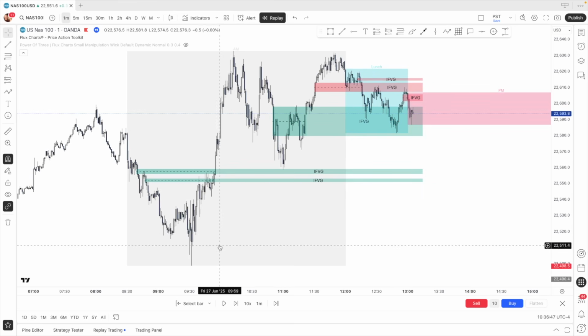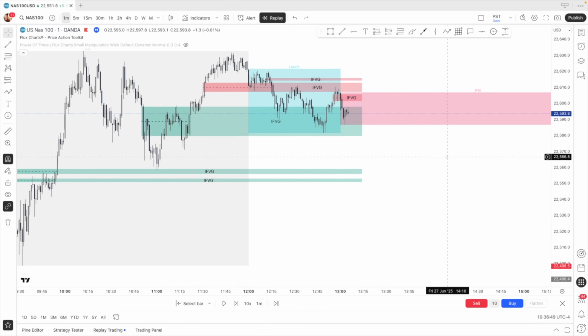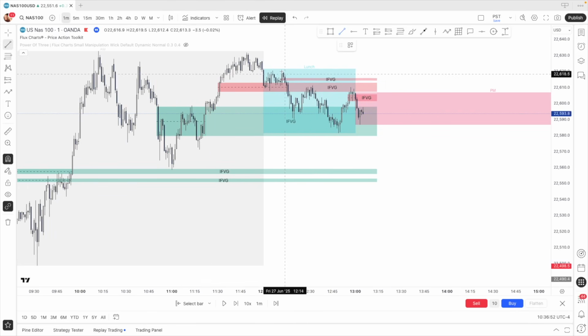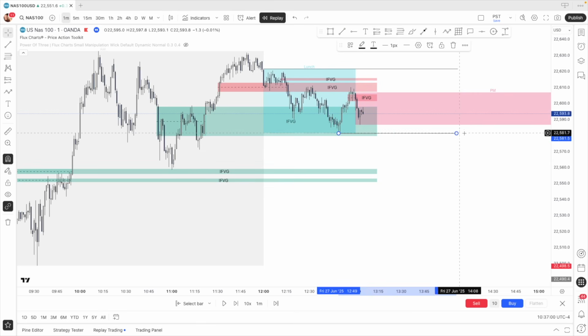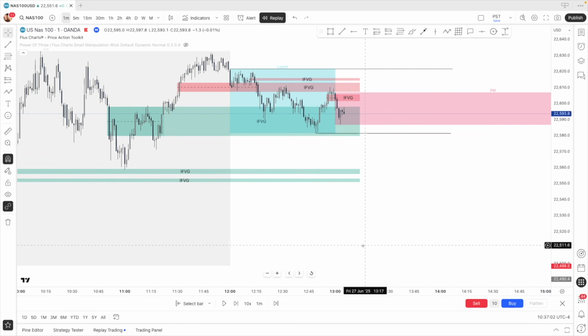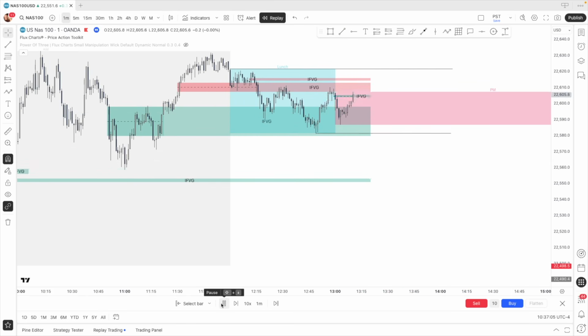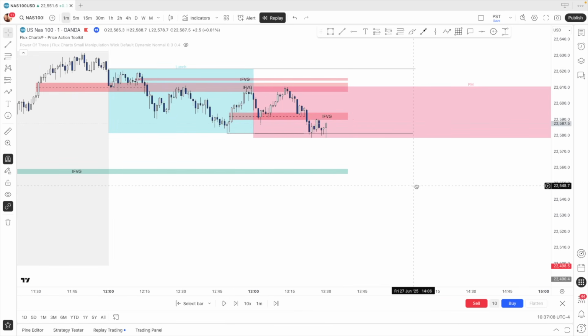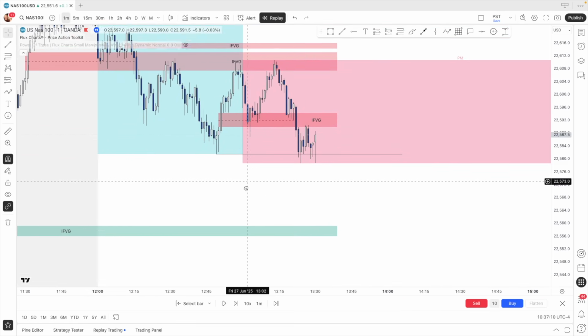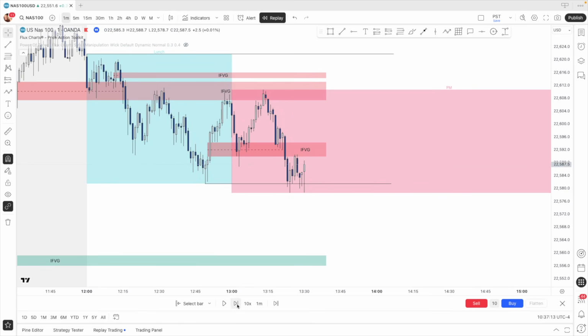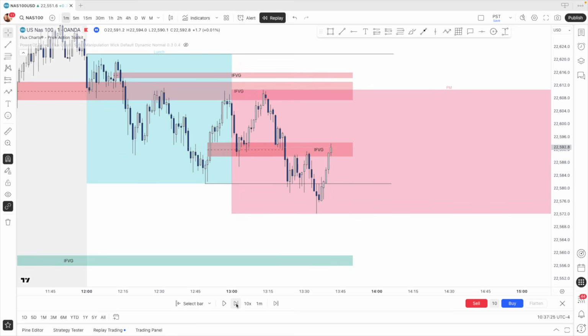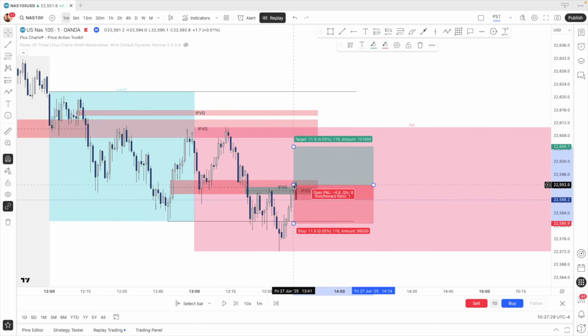All right, so we have our AM session, lunch session, and now our PM session has started. So let's mark out the highs of the lunch, the lows of the lunch, and let's see which one gets taken out first. There you go. As you can see, the lunch low has been taken. So now we wait for that inverse fair value gap to form. There we go. So we can enter right over there.